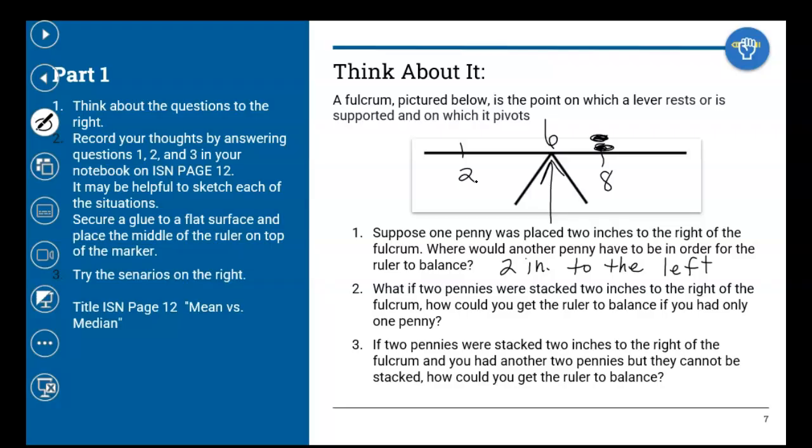So let's think about balance, okay? What was the difference between 2 and 6 on this side? What's 2 minus 6? -4. Okay. What's the difference here? 8 minus 6? 2. But how many pennies were on this side? 2. So 2 times 2? 4. What is -4 plus 4? 0. So that's why it balanced. Okay?